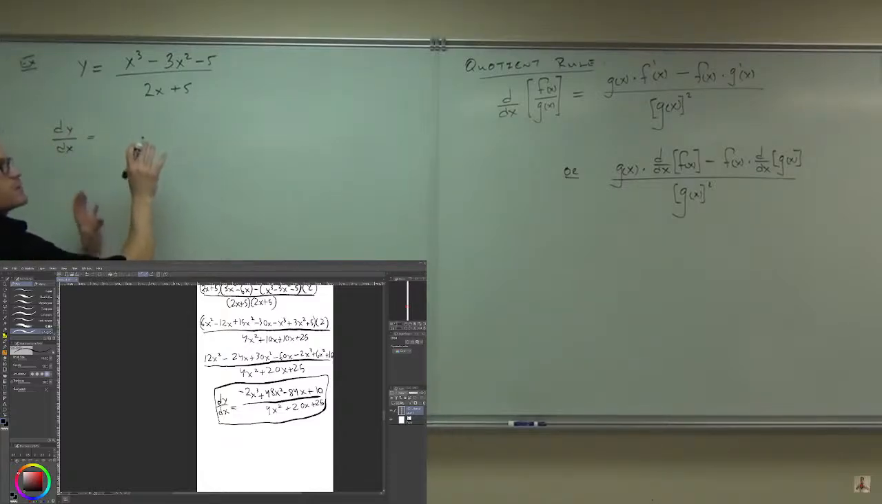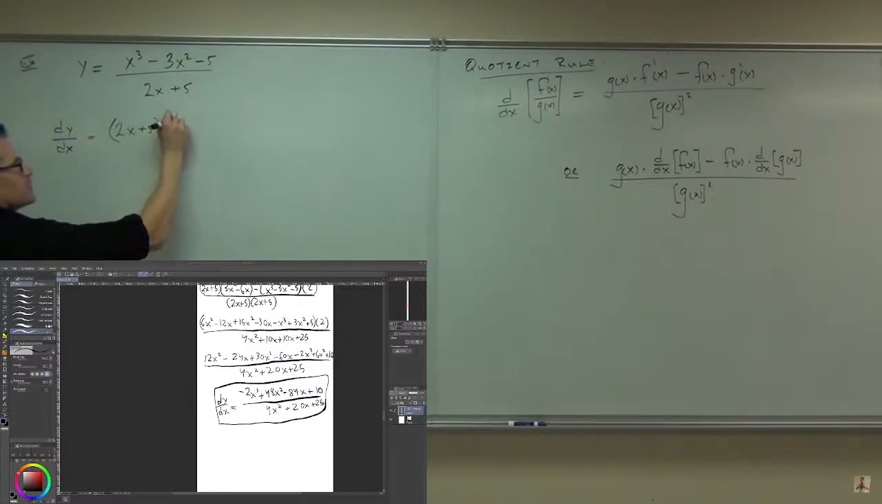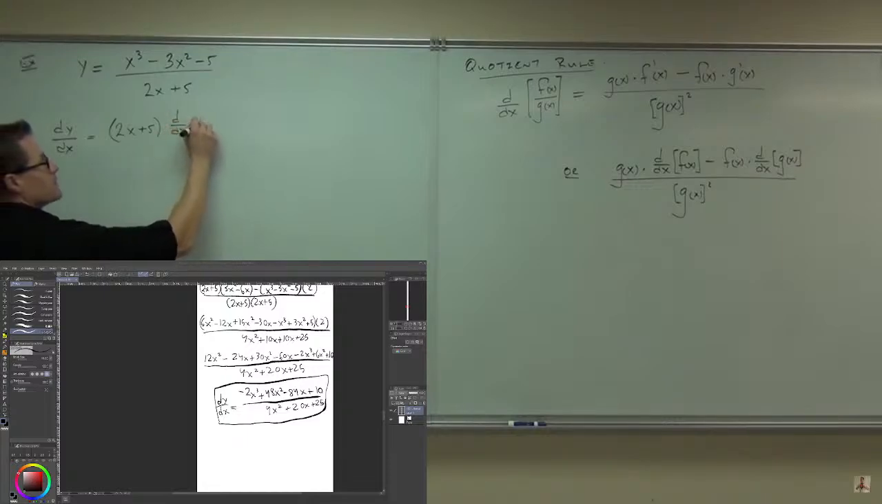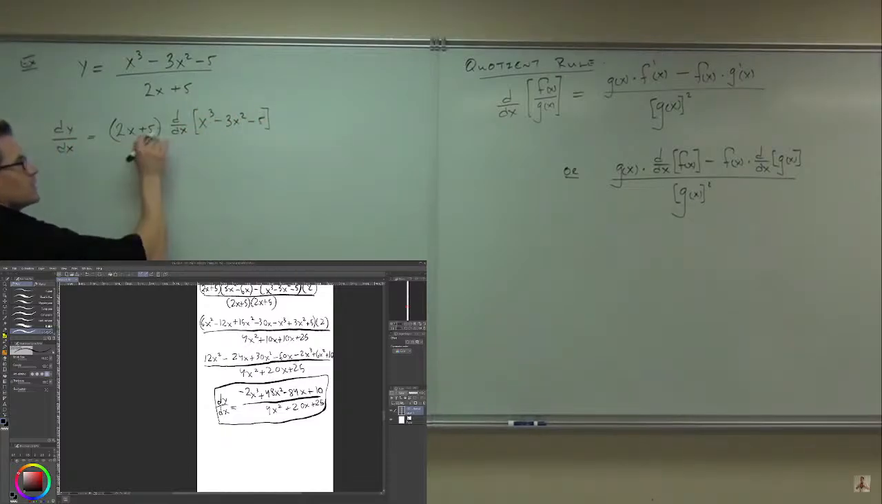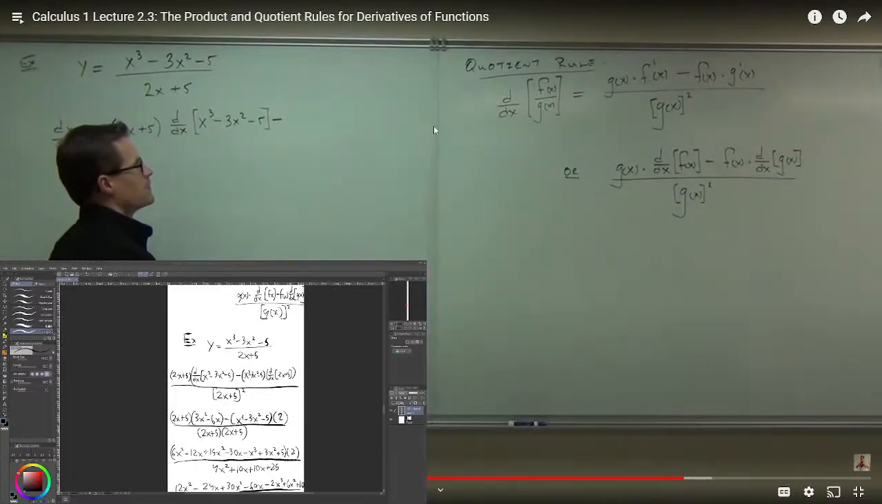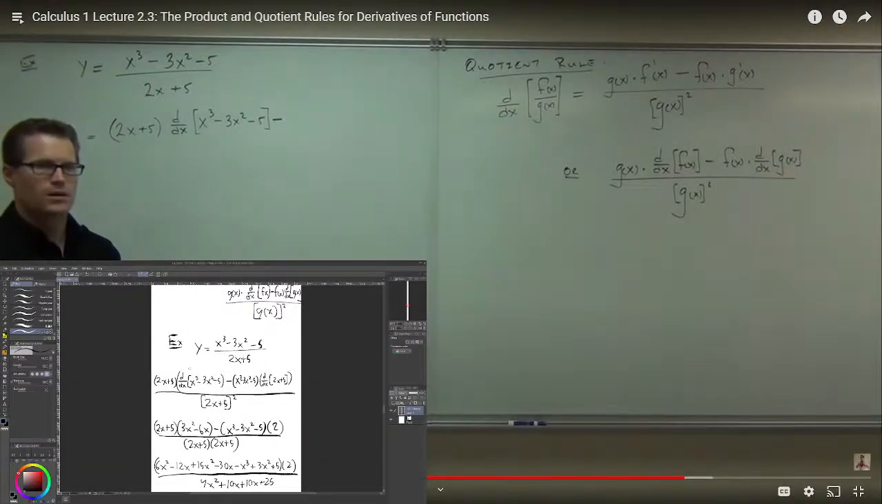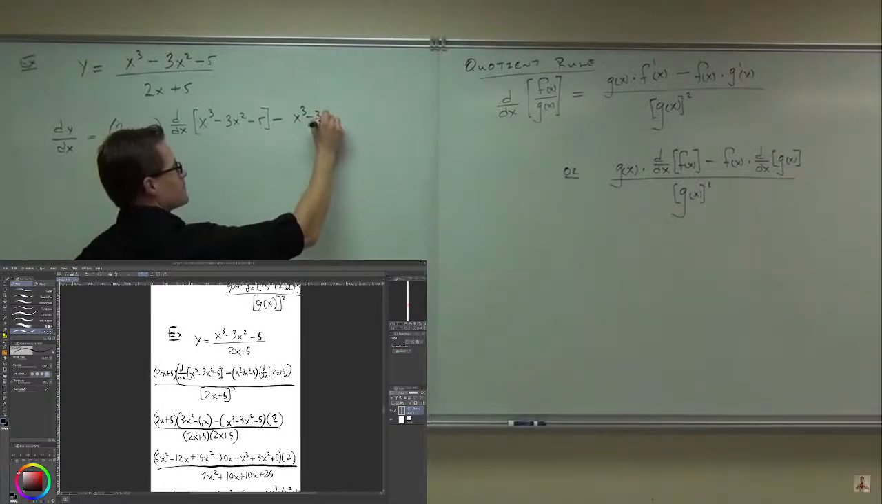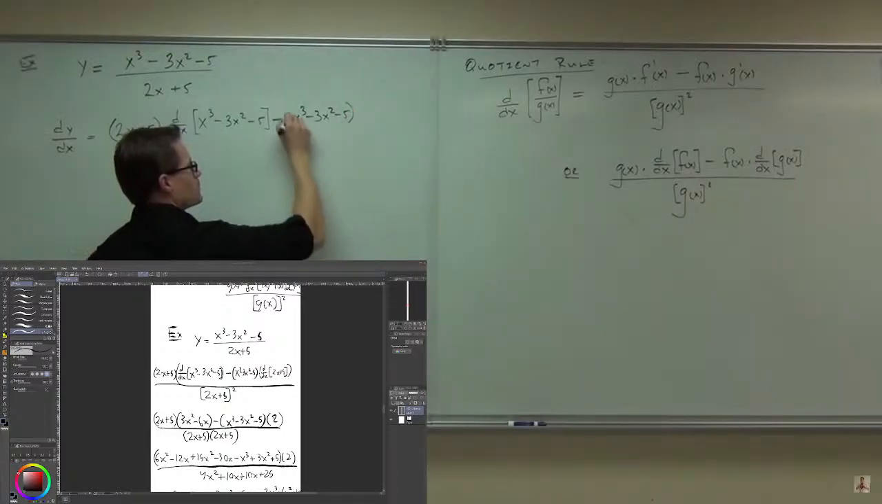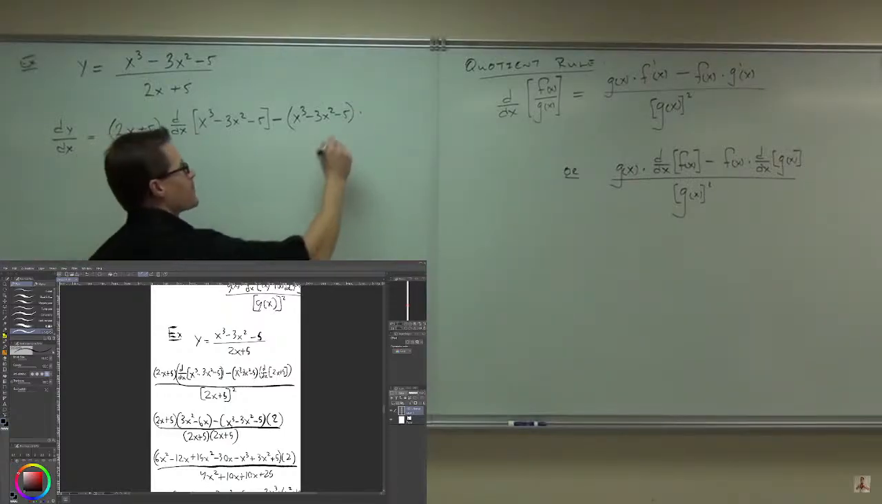So we take the g of x, the bottom function, the 2x plus 5. The low, the d, the high. Low d high minus the high. What's our high again? And then the d low.